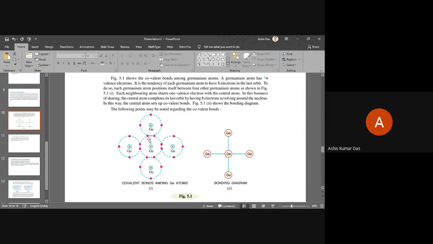Now we can see the central atom is making the covalent bond with the neighboring germanium atom by sharing, because of the tendency of each germanium atom to have 8 electrons in the last orbit. It has 4 electrons in the last orbit, but it is trying to fulfill the last orbit with 8 electrons by sharing or bargaining the electrons from the neighboring atom, and this is called the covalent bond in the case of a germanium atom. So this is the bonding diagram, and these are the covalent bonds among the germanium atoms.